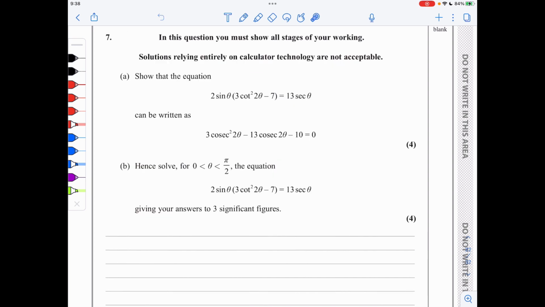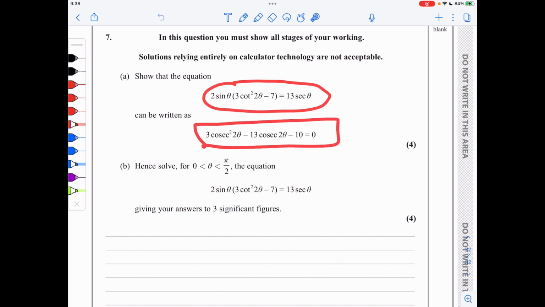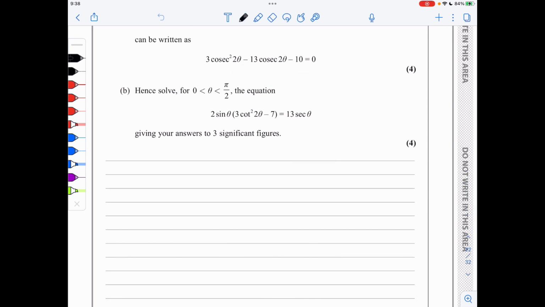In 7a, we need to show that the trigonometric equation given here can be written as 3 cosec squared 2 theta minus 13 cosec 2 theta minus 10 is 0. So let me start by writing out the original equation given. We've got 2 sine of theta (3 cot squared 2 theta minus 7) is equal to 13 sec theta. We need to end up with something that involves cosec of 2 theta only.